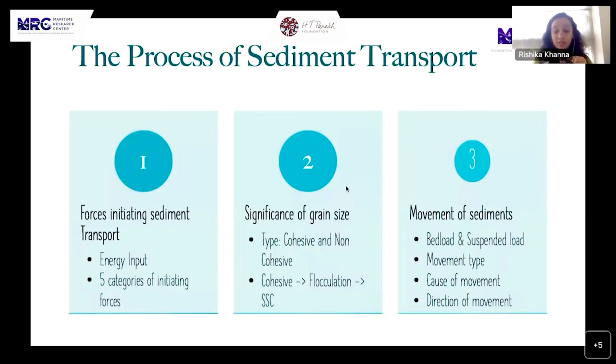The cohesive sediments have a special feature of aggregating together to form flocs of sizes generally in the range of 100 to 200 micrometer, and the process is termed as flocculation. The flocculation causes the sediments to settle faster on the bottom of the sea.